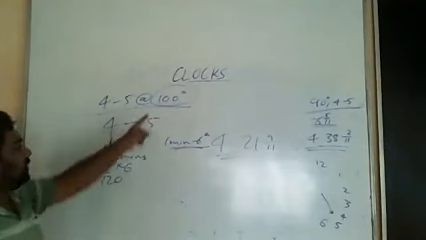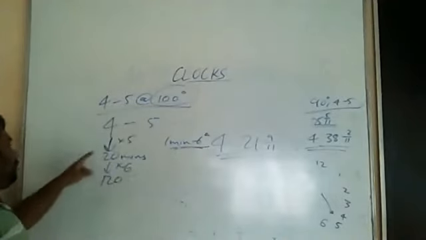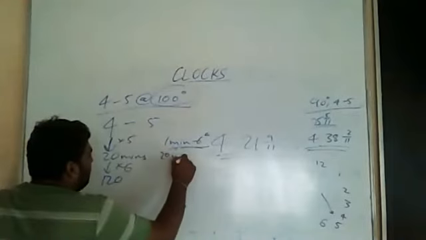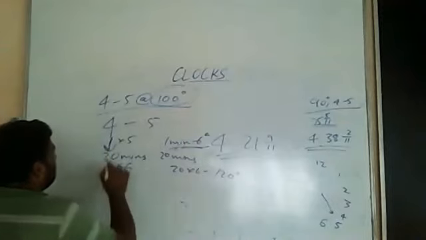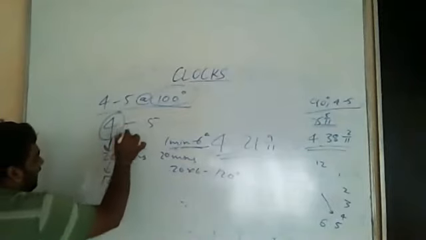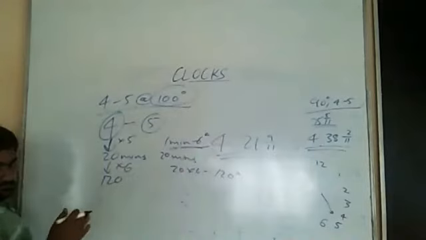We want to deal with degrees, so you convert minutes to degrees. So 1 minute is 6 degrees. That means 20 minutes will be 20 into 6, which is 120 degrees. Remember, this 4 is nothing but hour, right? 4, 5, everything is in hours. Correct?